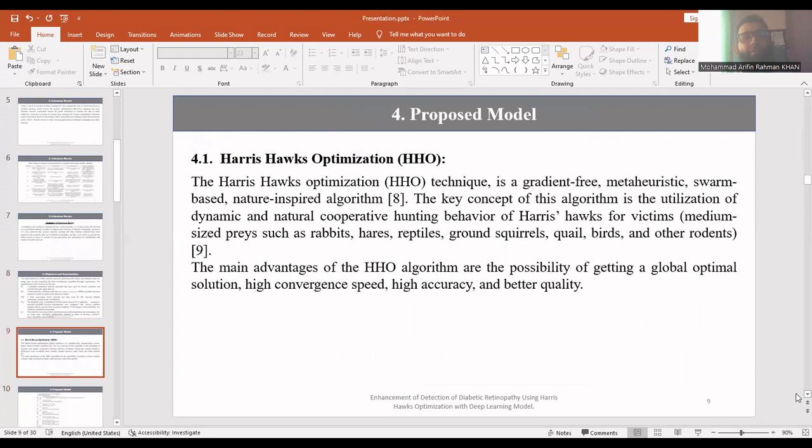Proposed model. Harris-Hawkes optimization technique is a gradient-free metaheuristic swarm-based nature-inspired algorithm. The key concept of this algorithm is the utilization of the dynamic and cooperative hunting behavior of Harris-Hawkes for their prey. The main advantages of the HHO algorithm are the possibility of getting a global optimal solution, high convergence speed, high accuracy, and better quality.